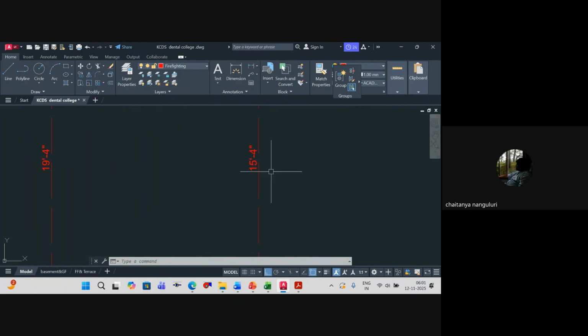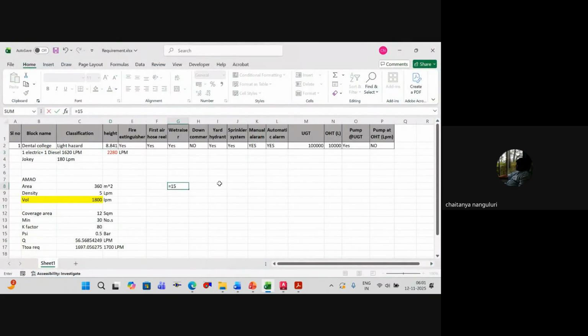All right. So the value is 15 feet 4 inches. So we'll take approximately 15 feet, which is 15 divided by 3.28. I'll get 4.5 meters. Understood? So the height of the water level is 4.57 meters. Clear or not? Clear, sir.